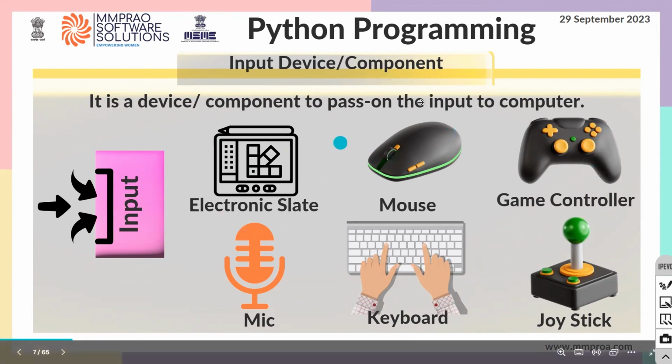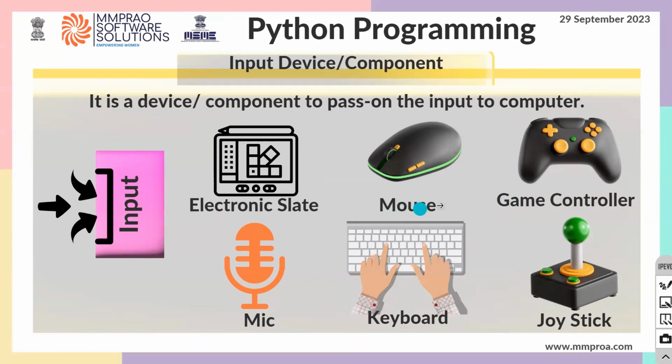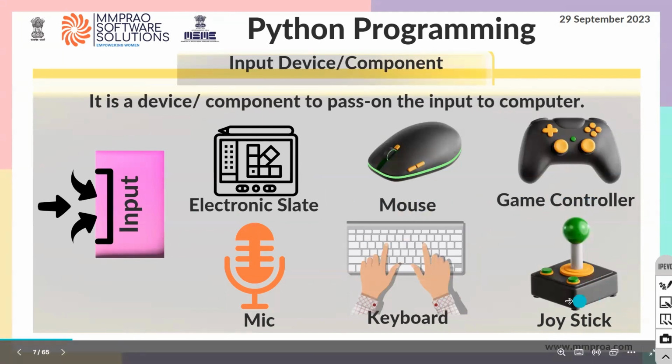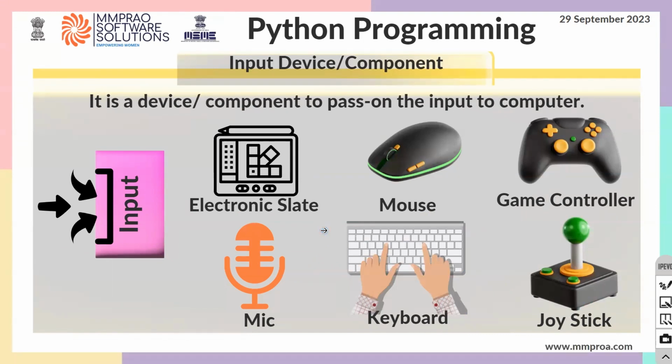Now these are all different types of input devices used by users. An electronic slate will be used, or a mouse, or a game controller, or a joystick, or a keyboard, or a mic. In this discussion, I'm using a mouse and a mic as my input for conducting today's class on the Zoom platform. Do you all agree? Can a mic and other components like a mouse be called input?